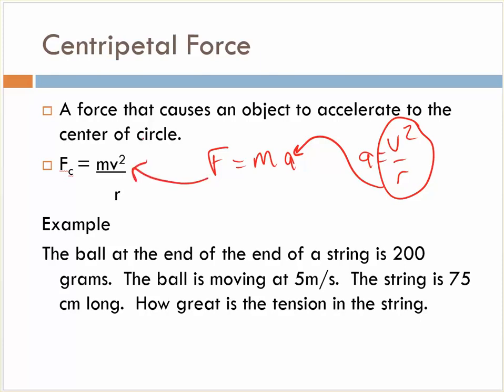So our example: the ball at the end of a string is 200 grams. The ball is moving at 5 meters per second. The string is 75 centimeters long. How great is the tension in the string? Well, the force of tension is our centripetal force. So I'm going to go back to our sum of forces equation here.